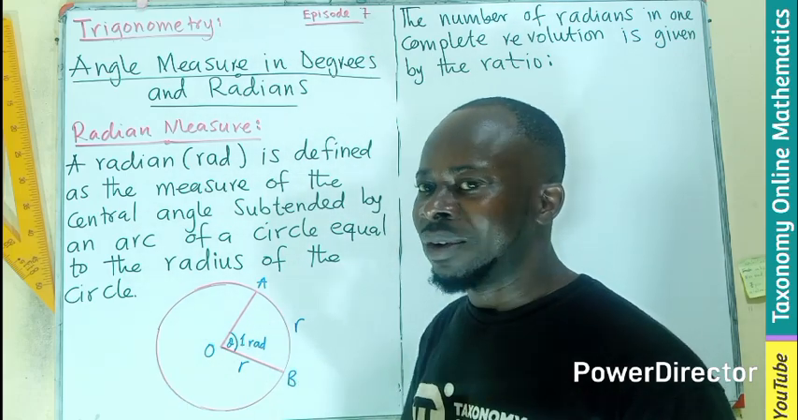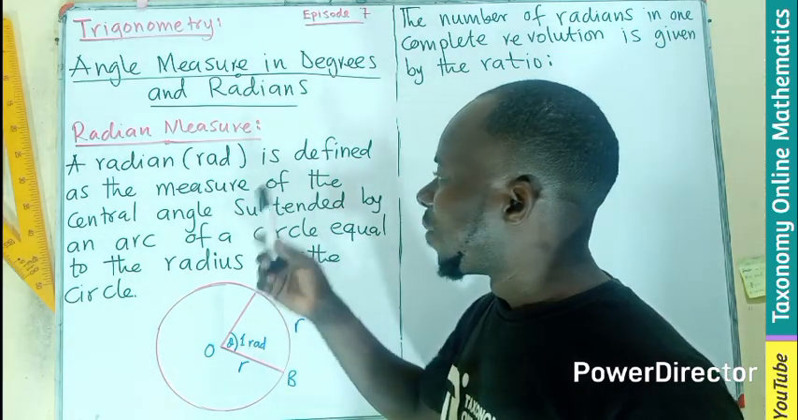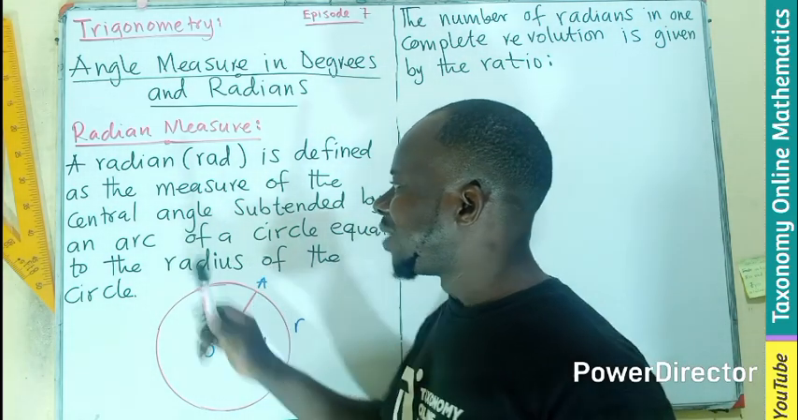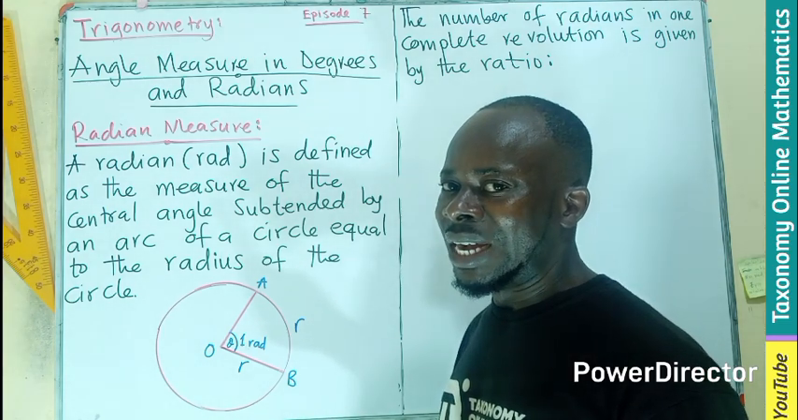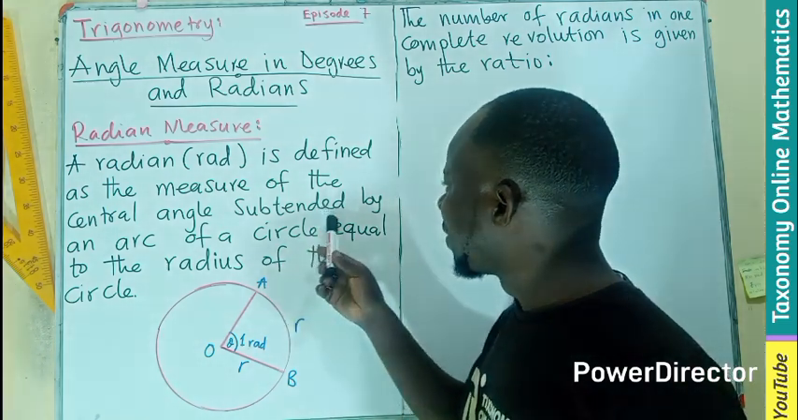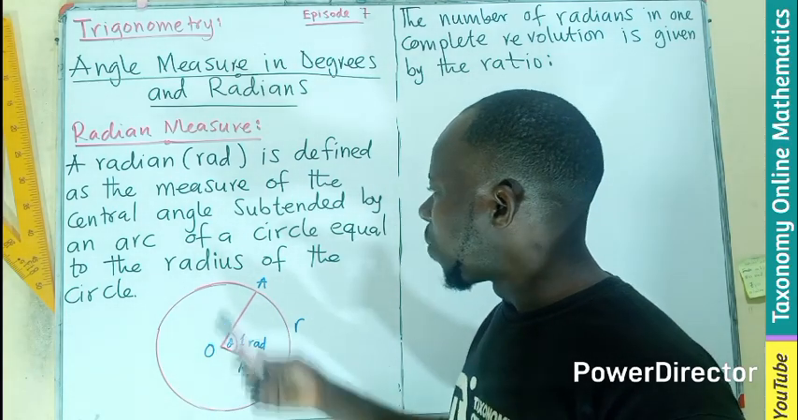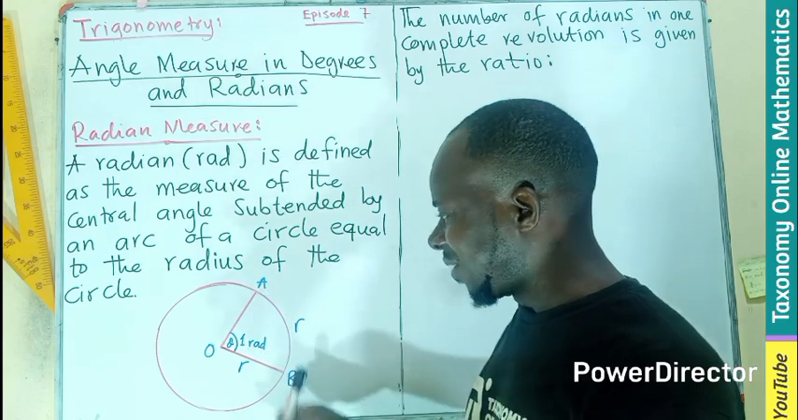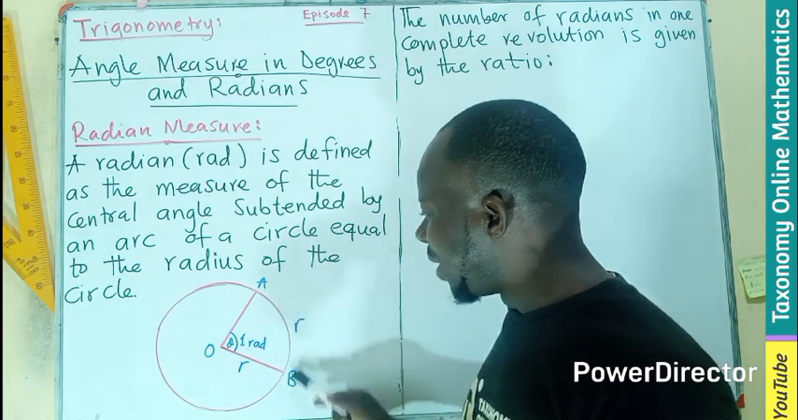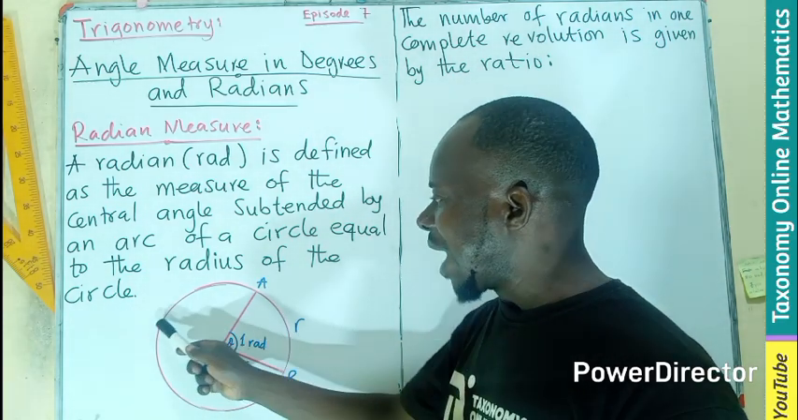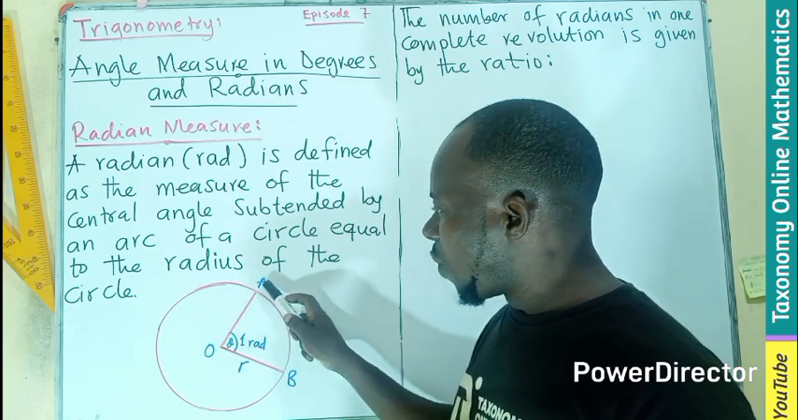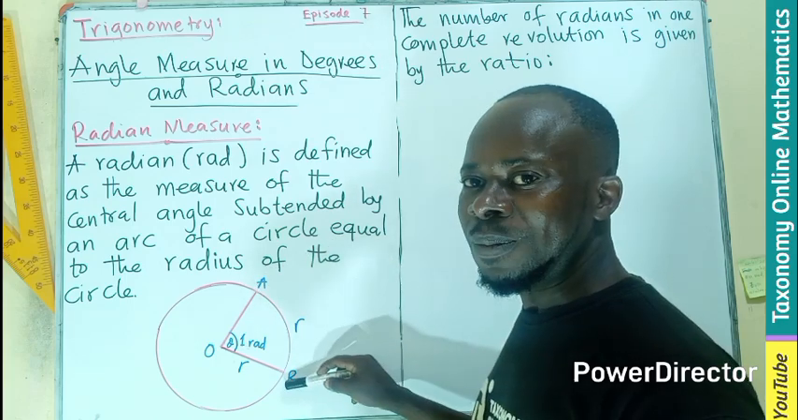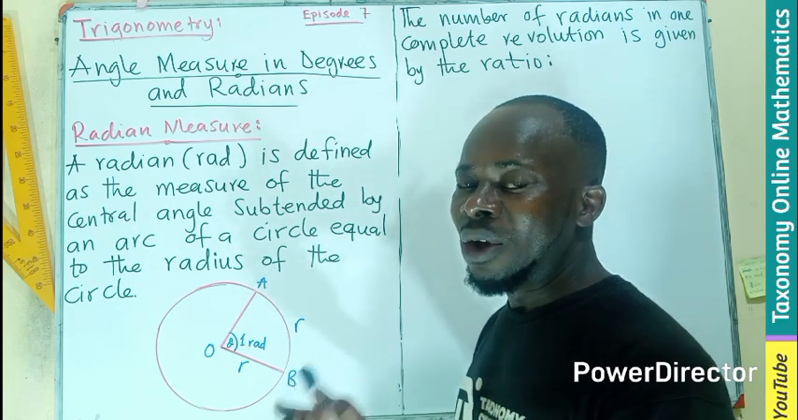We are already aware of the degree. So a radian, which is the RAD, is defined as the measure of the central angle. A central angle is the angle whose vertex is in the center, subtended by an arc of a circle equal to the radius of the circle. So if I have this, as I'm seeing here, the length of AB is an arc. If I have another arc here, if I measure OA and the value I have is the same as the AB, then I can say that I am having the measure of radian.